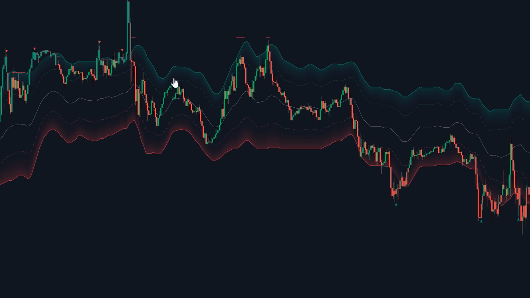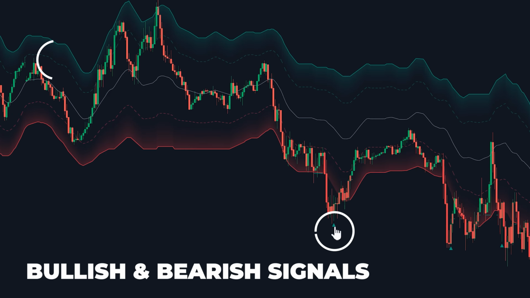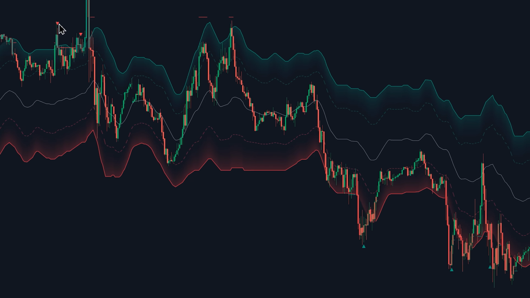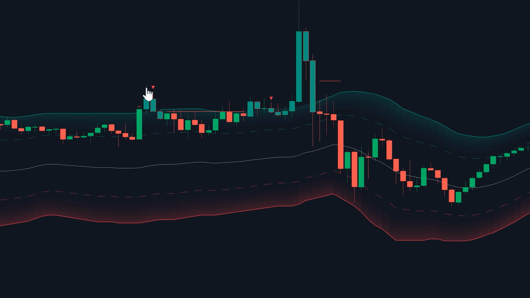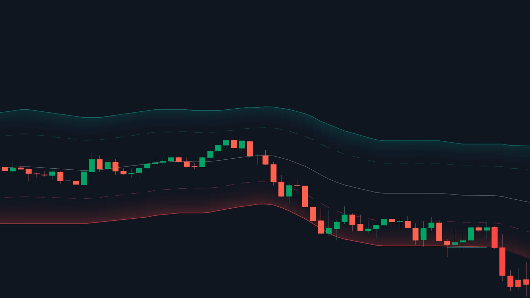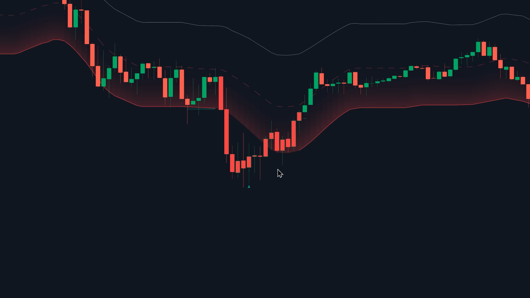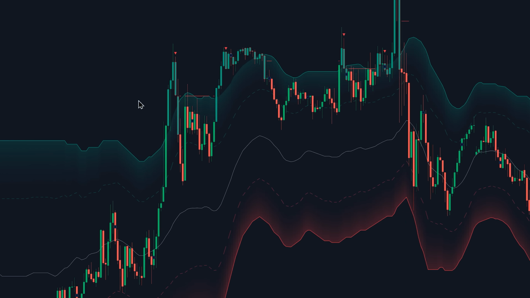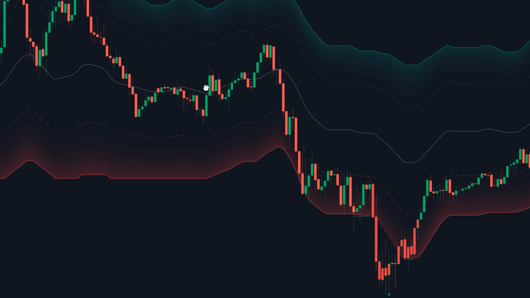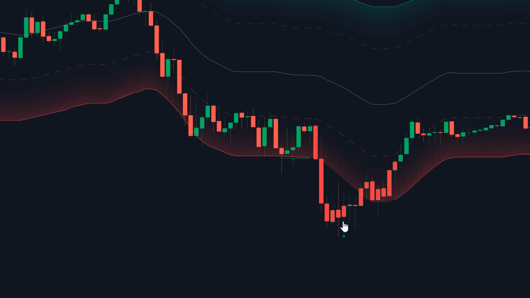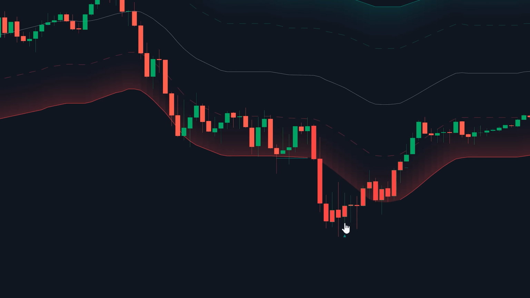Next, we have these up and down arrows, which are called bullish and bearish signals. These are printed whenever all FVGs for a single direction have been mitigated by the price, and an engulfing candle is printed. For example, you could have a series of bullish FVGs, but when the price comes all the way back down, mitigating or invalidating all the bullish FVGs, and a bullish engulfing candle is printed just after the mitigation, that is going to prompt the indicator to print a bullish signal like this.